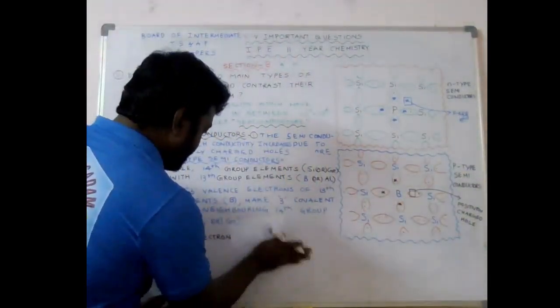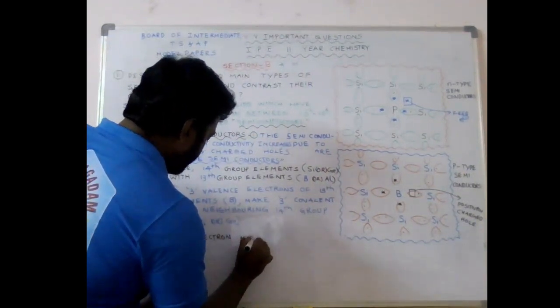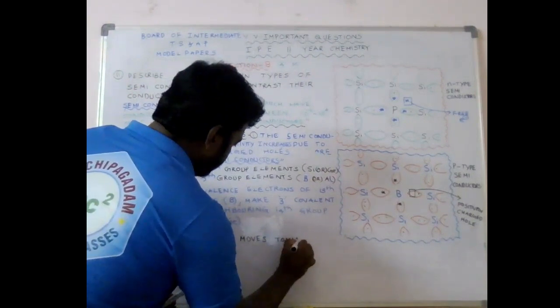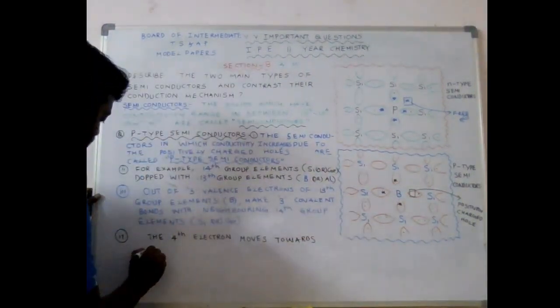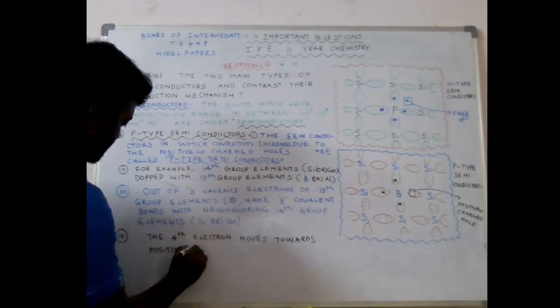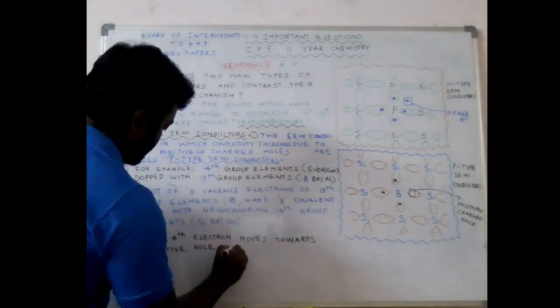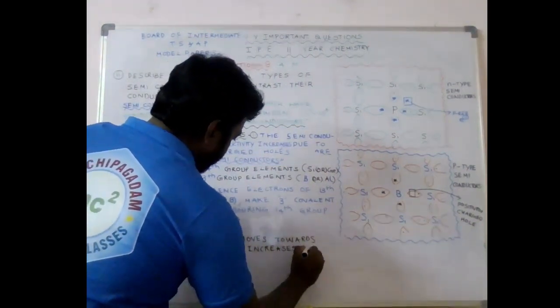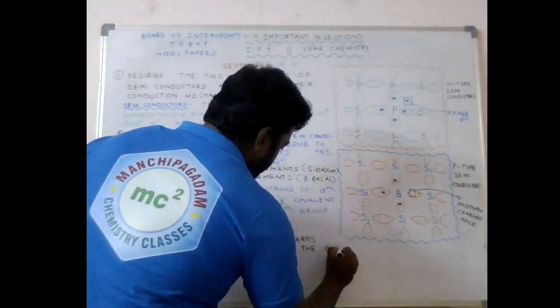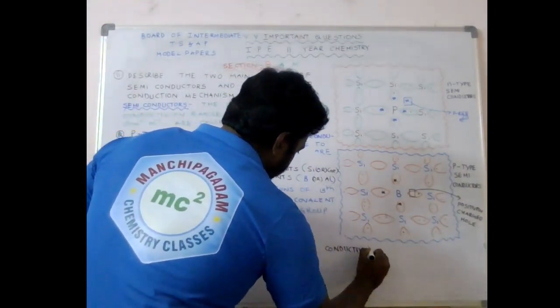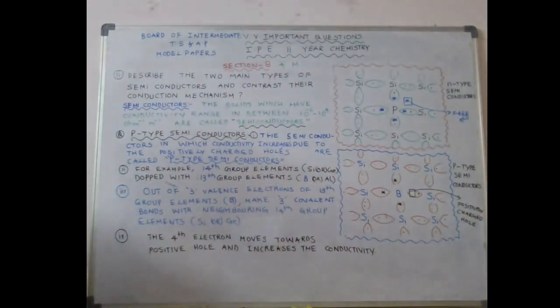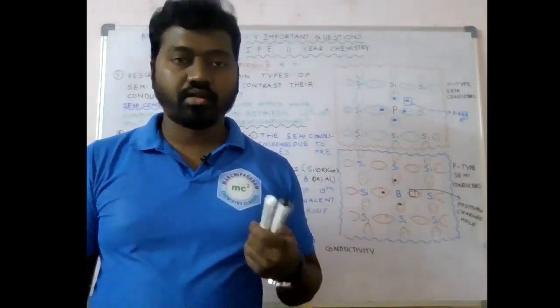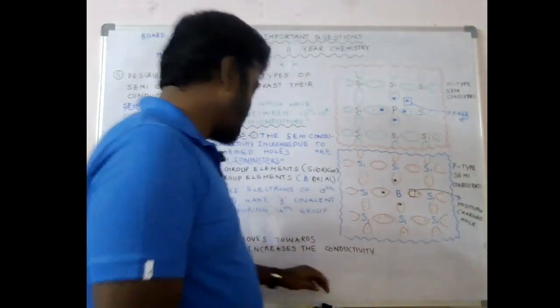The 4th electron moves towards positive hole and increases the conductivity. Okay, that's about P-type semiconductors. In this way, easily you can discuss about the 2 types of semiconductors, N-type and P-type. We'll go for the next question.